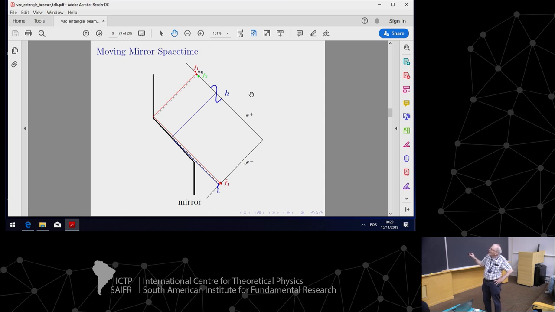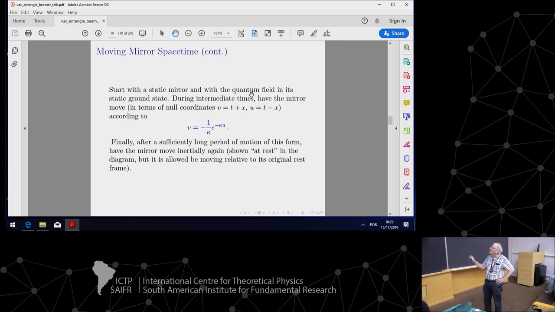Then I'm going to have the mirror accelerate to the left in a particular manner for a long period of time. I'll show you the formula for that in a minute. And then I'm going to have the mirror become inertial again. The mirror will not have to return to rest relative to its initial state. It could continue moving off to the left, but if I showed it moving off to the left, it's very hard to see. It could stop as well. I want to consider the general case, but it does have to become inertial, and I'll explain in a minute when it has to become inertial by, but let me repeat what I've just said with the words here and with one formula.